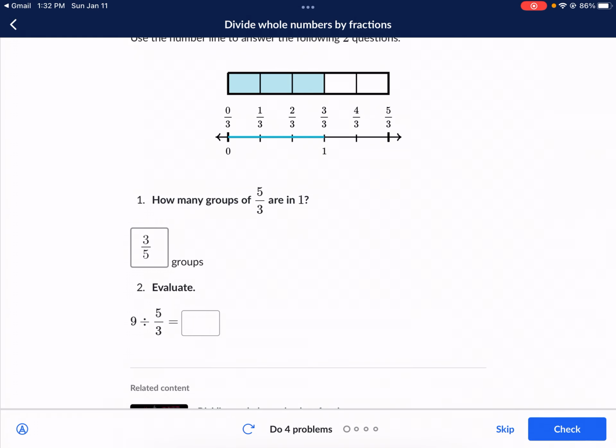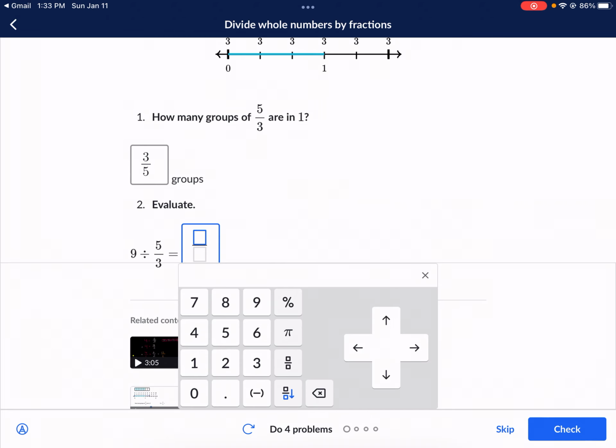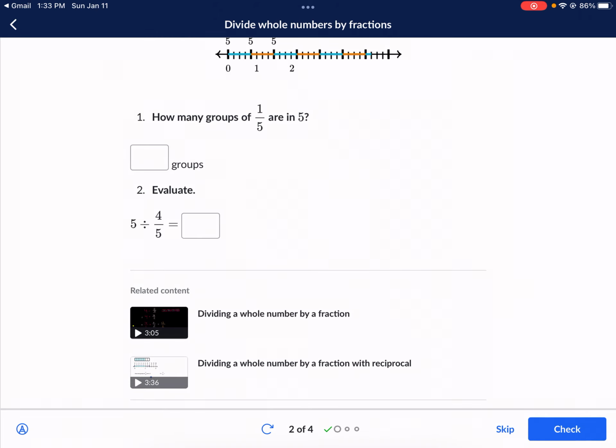Okay, so that's 9 times bigger than the fraction I had above. So what was that? 27 over 5. And that's my answer. Should be good on both these. There we go. Next question.